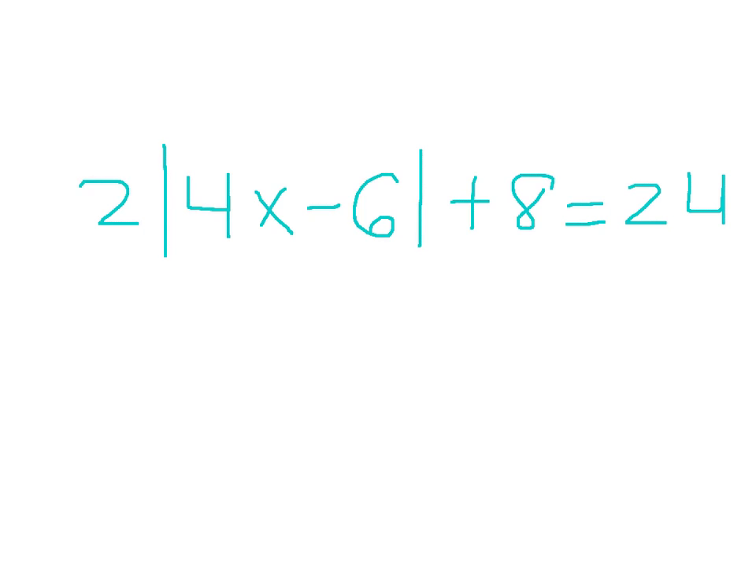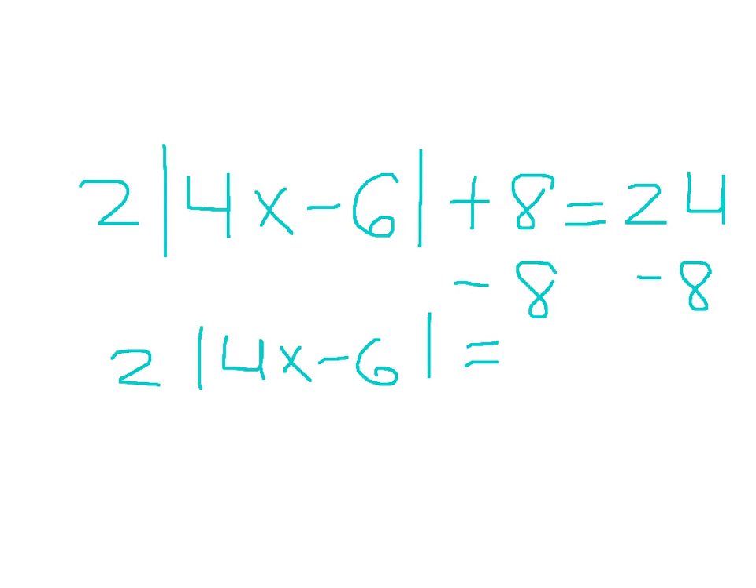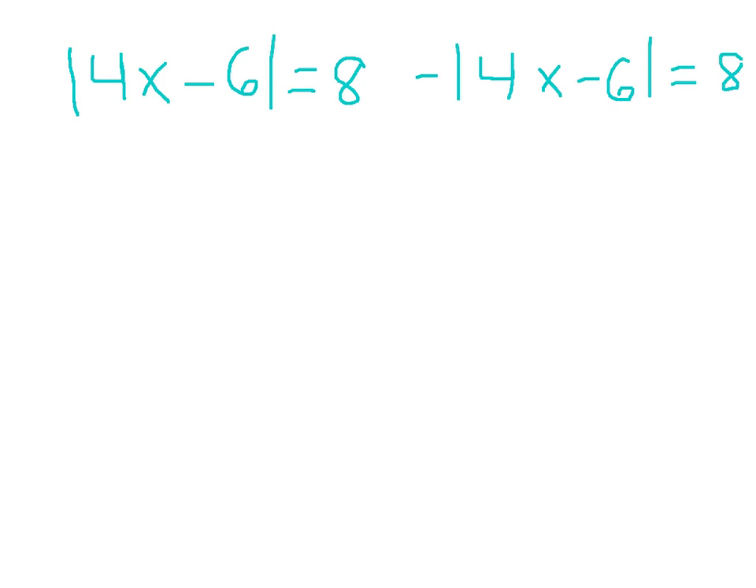And the first step, we want to subtract 8 from both sides to get rid of it from the left side of the equation. Once we are done doing that, we'll be left with 2|4x - 6| = 16. Now we want to get rid of the 2 on the left-hand side, so we want to divide it out. So we're going to divide 2 from both sides of the equation. And then we will be left with two different equations. You want to set this up as one positive equation and one negative.